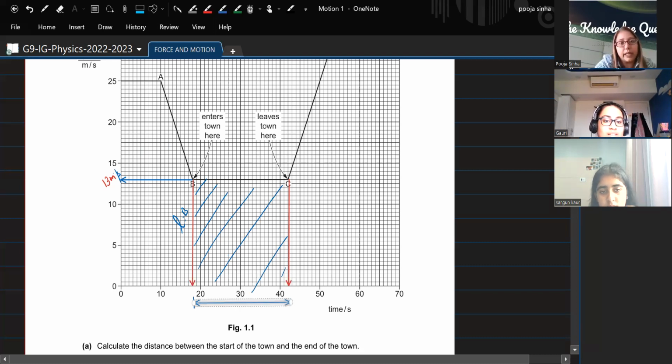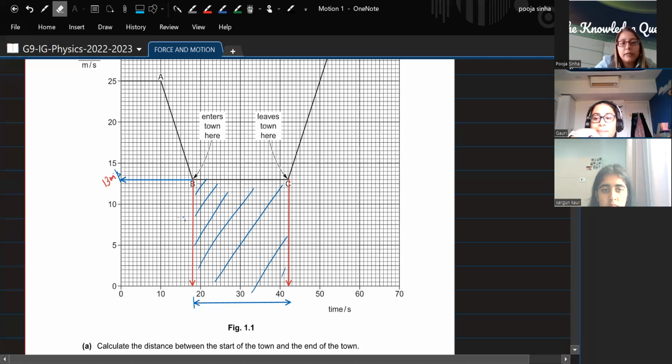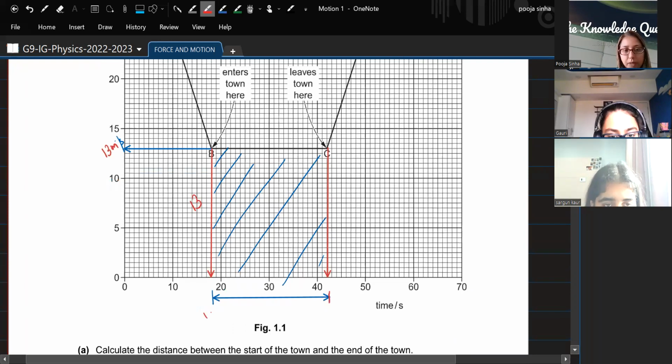So if we multiply these two, either I use my formula or I use this, I'll still get the same answer. The figure is just drawn a bit differently. This is your length, which is 13, and the breadth is how much? Figure it out from this point to this point. It was 18 and 42. So 18 is here and 42 is here, so what is the difference? 42 minus 18, which is 24. So this is equal to 24.